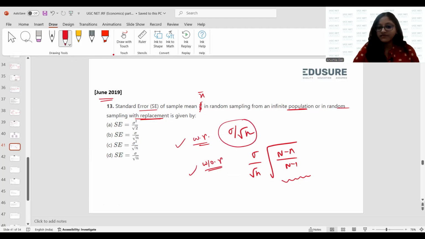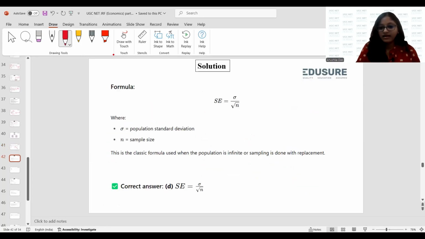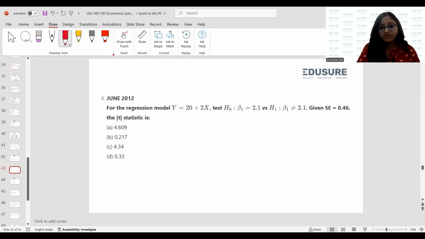With replacement, the simple formula asked here is sigma upon root n. But if it is without replacement, the finite population correction parameter, FPC, will also be there. And this is the explanation given to you.